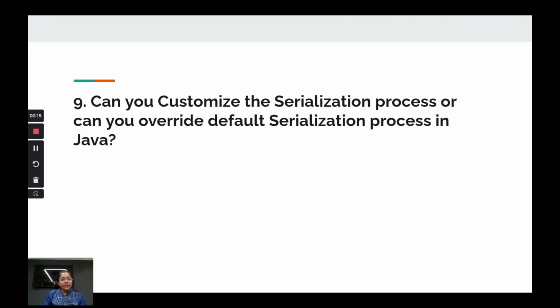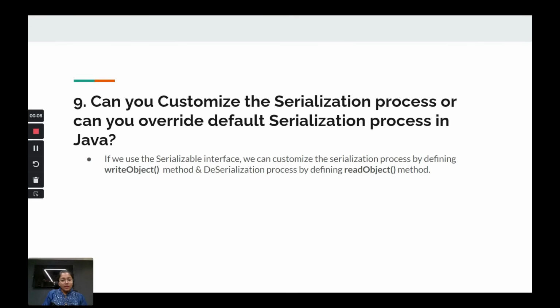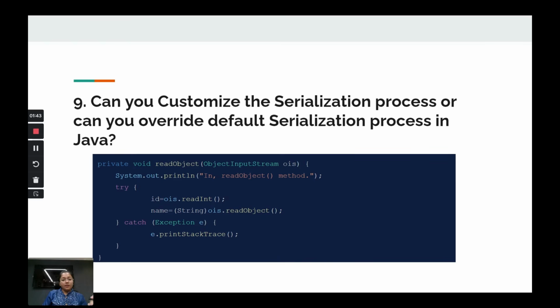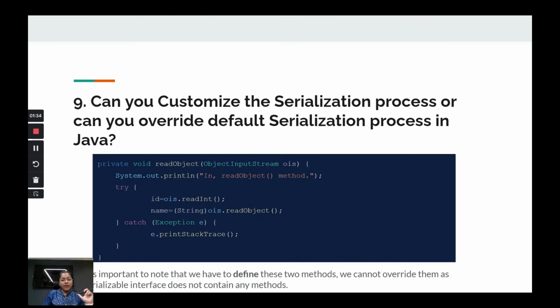Next question is, can we customize the serialization process and can we override the default serialization? We have already seen this. We can customize it when we define our write object and the read object methods, like over here. Or we know that instead of that, we can use externalizable. And here is how we can do it using the serializable interface. We are just trying to define our own logic in the read object and the write object methods. It is important to note that we have to define these two methods.